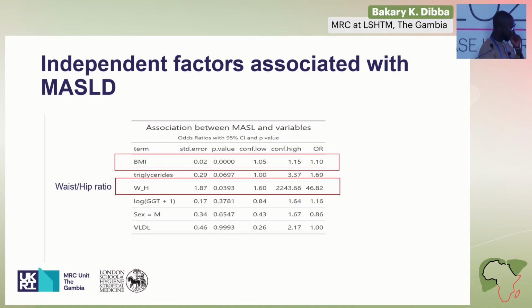So the independent predictors associated with muscle, like I mentioned earlier, were BMI and the waist ratio, which also showed a very important and significant association. So this is also important for us to take note. Diet is also very important as far as muscle is concerned.